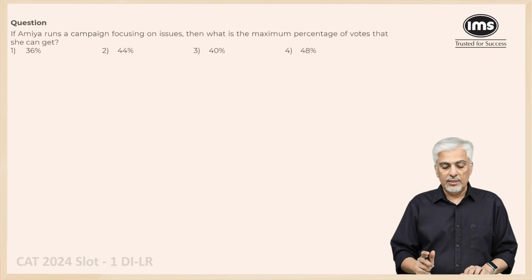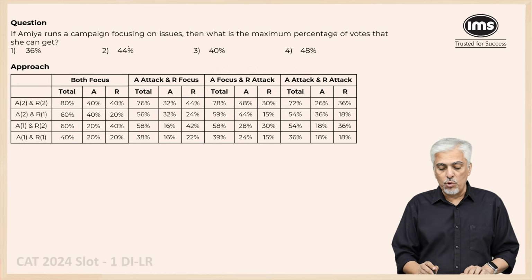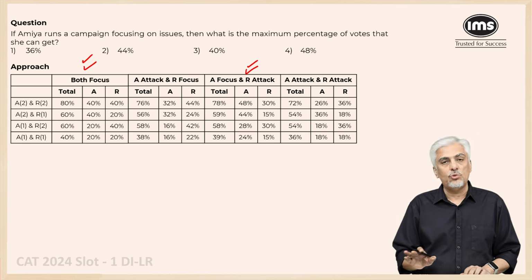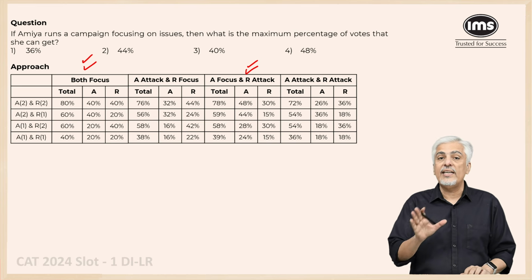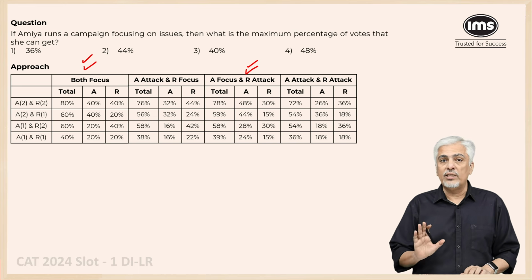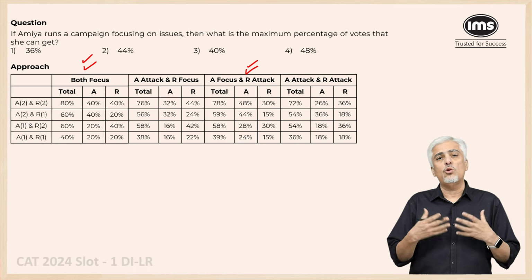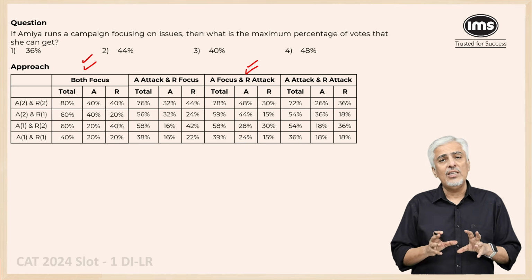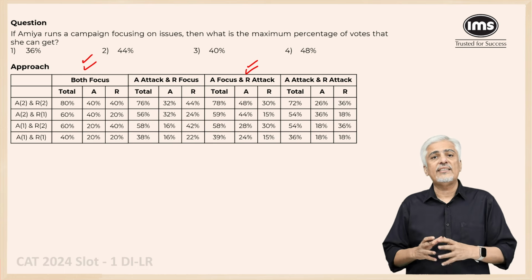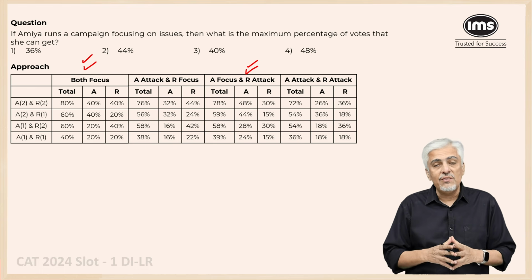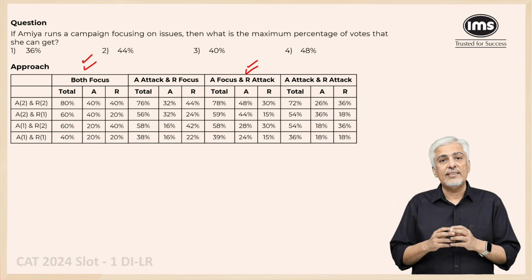Third question. If AMIA runs a campaign focusing on issues, so if AMIA is focusing, it could be this or this, right? One of these two tables. Again, we will think logically, in the exam situation, do I need both the tables or what? Then what is the maximum percentage of vote that she can get? When will she get more votes? Either when both are focusing or she is focusing and the other is attacking. Obviously, when she is focusing and the other is attacking. So she will get more votes when she is focusing and the other is attacking.